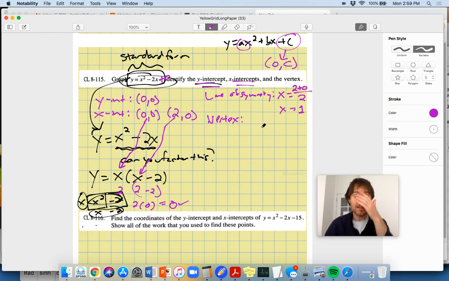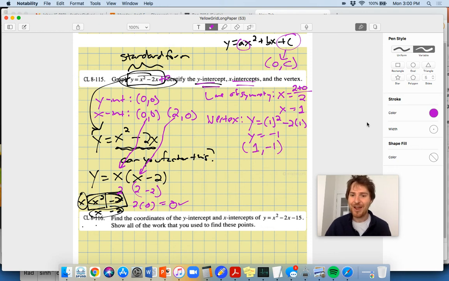Figure out where exactly on that line of symmetry my vertex has to be. Then I can do that by going back to my original equation. Plug in there: y equals, well, I'm going to do 1 squared minus 2 times 1. Y equals x squared minus 2x when x is the line of symmetry, that value here. So I get y equals 1 squared is 1, minus 2, negative 1. Negative 1 here. So my vertex is at 1, negative 1.